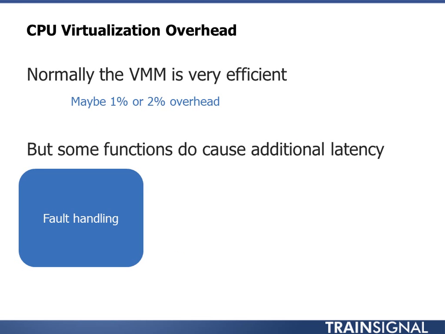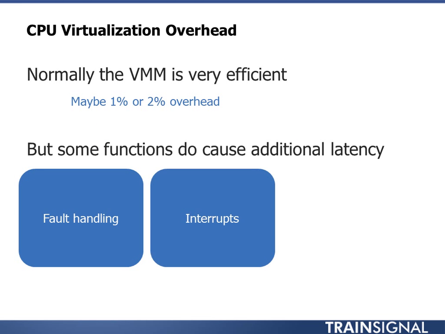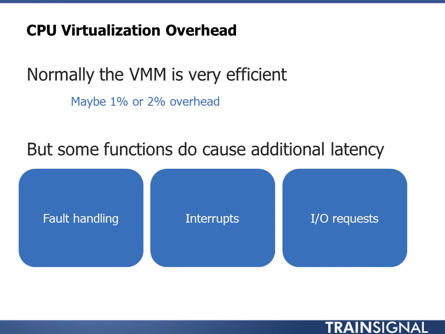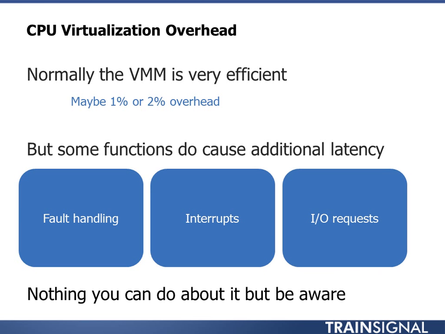Some functions do cause latency: fault handling, interrupts from devices, and I/O requests. There's really nothing you can do about it. The reason I'm telling you this is just for your information and to understand how the platform works. But even if you're not using virtualization, fault handling, interrupts, and I/O requests still cause a performance hit straight to an OS. It's just something where the hardware has to stop what it's doing and handle that, and it slows down everything else.